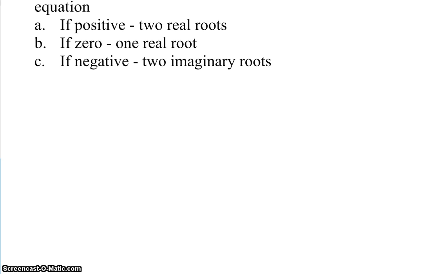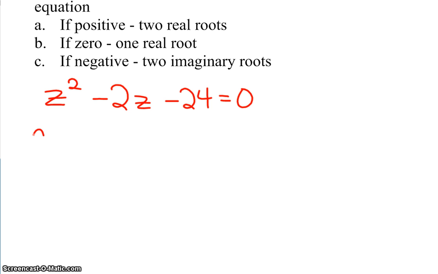Now let's take the same problem and solve it using the quadratic formula. First off, the original problem was z squared minus 2z minus 24 equals 0. Again, the only time you want the other side to be a number other than 0 is if you are completing the square. For this problem, a is 1 because the coefficient of z squared is 1, b is negative 2, and c is negative 24.